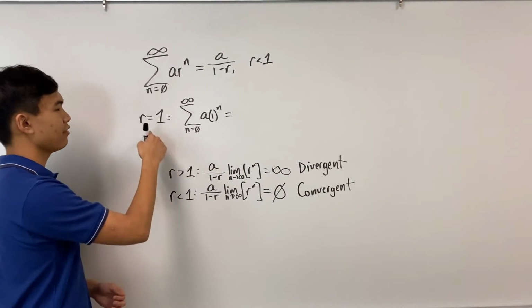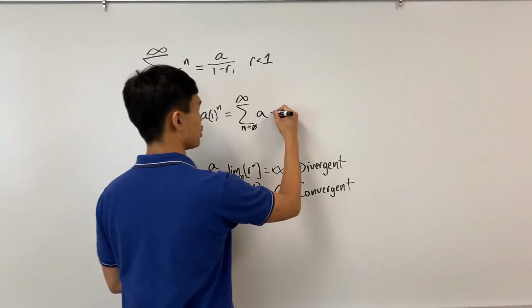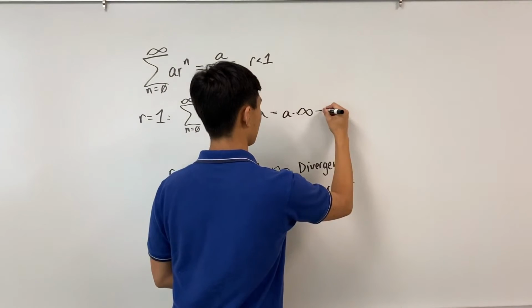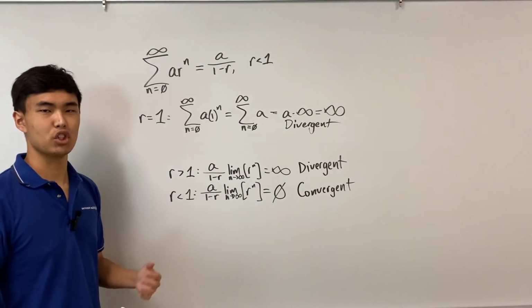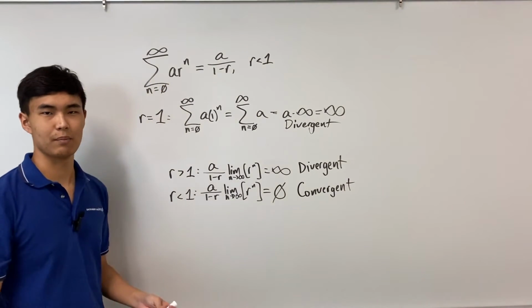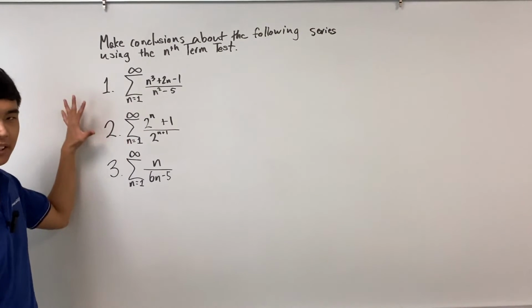And by the way, if r equals 1, then this series just turns into a plus a plus a and so on, which is just a times infinity, which is infinity, which is divergent. Now you know how to find the sum of a geometric series and when this formula can be used. For this example, we're going to use the nth term test to make some conclusions about these three series.